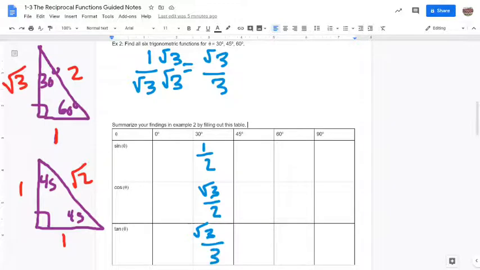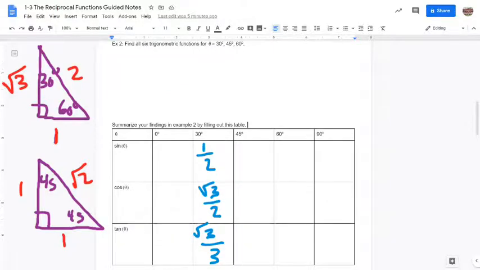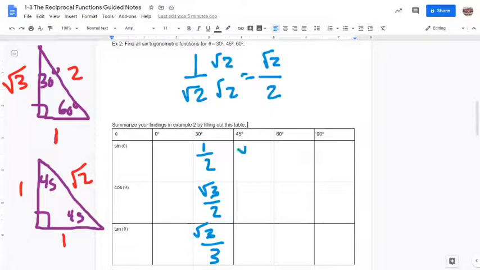Now for 45, we're going to do the same thing, but using the 45, 45, 90 triangle. So for the sine of 45, we're going to do opposite over hypotenuse. So we get 1 over root 2, which we'll rationalize. We get rid of the radical in the denominator, and it becomes root 2 over 2.